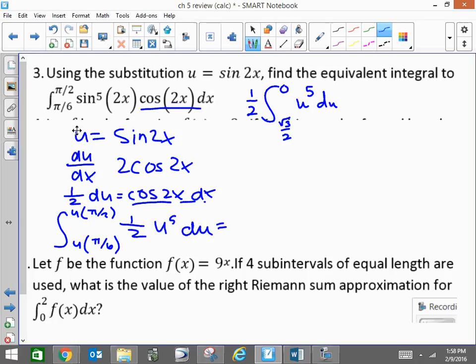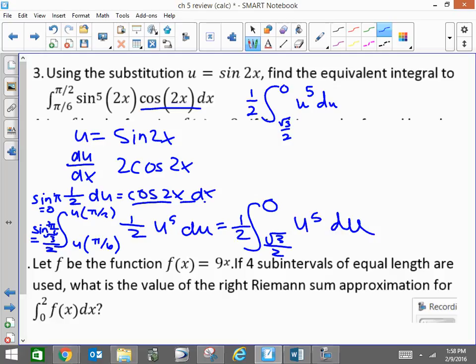And then this is sine of pi over here, and this is sine of pi over 6 times 2, which is sine of pi over 3 equals root 3 over 2. So this is integral of root 3 over 2 to 0 of 1/2 u to the 5th du. Okay. Did you get your question answered?